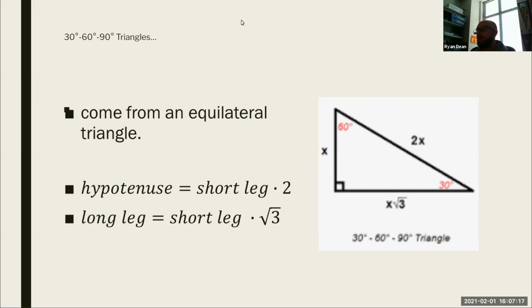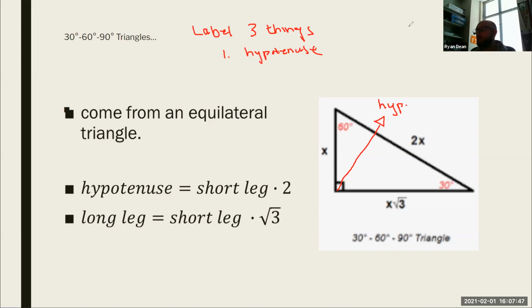The 30, 60, 90s, we have to label three different things in our picture. The first thing being the hypotenuse. We'll go ahead and do that in red. Hypotenuse is still located across from the 90-degree angle. So here's our hypotenuse.